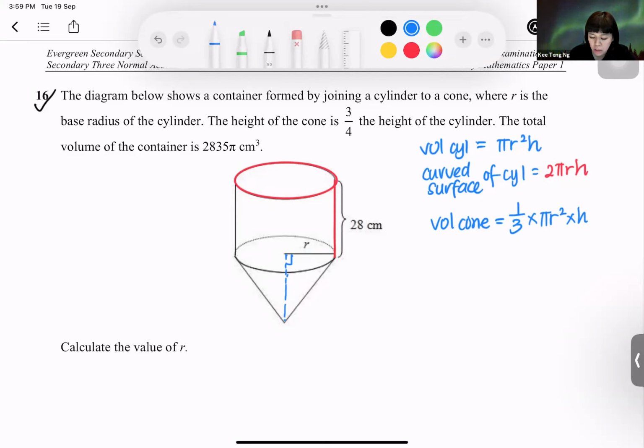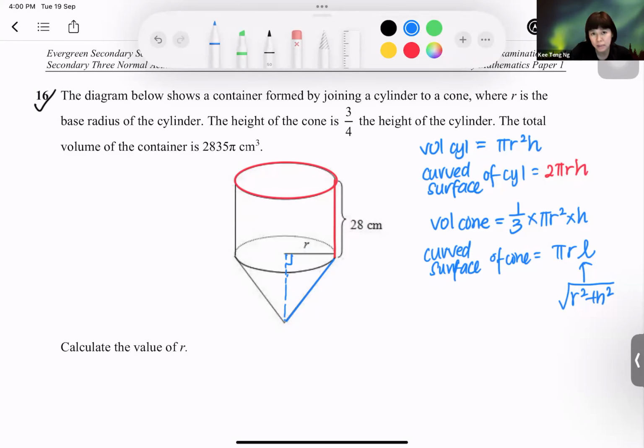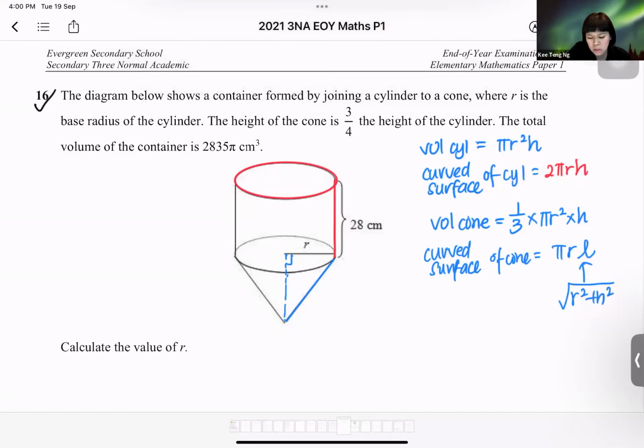That's the volume of the cone. But if I want the curved surface area of cone, this one is given by pi r l. What is this l? This l is the slanted height over here, the hypotenuse, square root of r square plus h square. Okay, now it looks like we don't have many numbers, but they give us certain information, so let's use it.